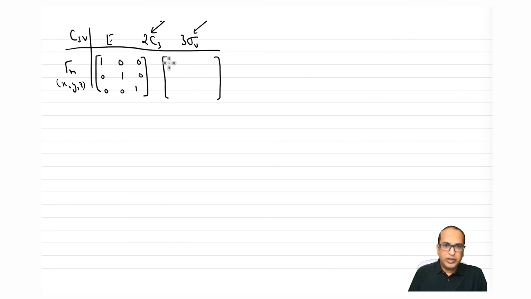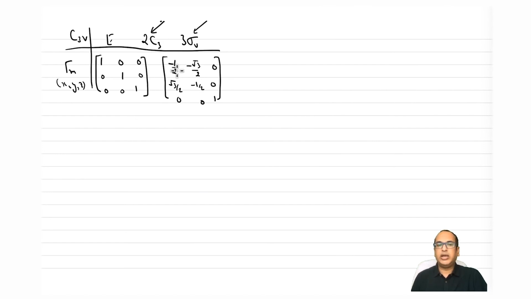So we will have cos 120, which will be minus half. Then we will have minus root 3 by 2, which is minus of sine 120, and then 0. Then we have root 3 by 2, minus half, 0, 0, 0, and then we'll have 1 over here, right? This is for C3. I only have to write one of the matrices, because the other operation, although it will have a different matrix representation, the trace will be the same, right?